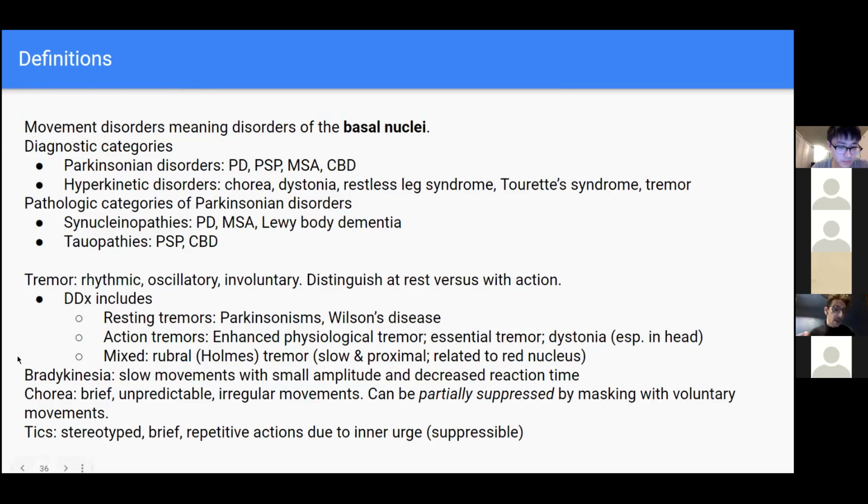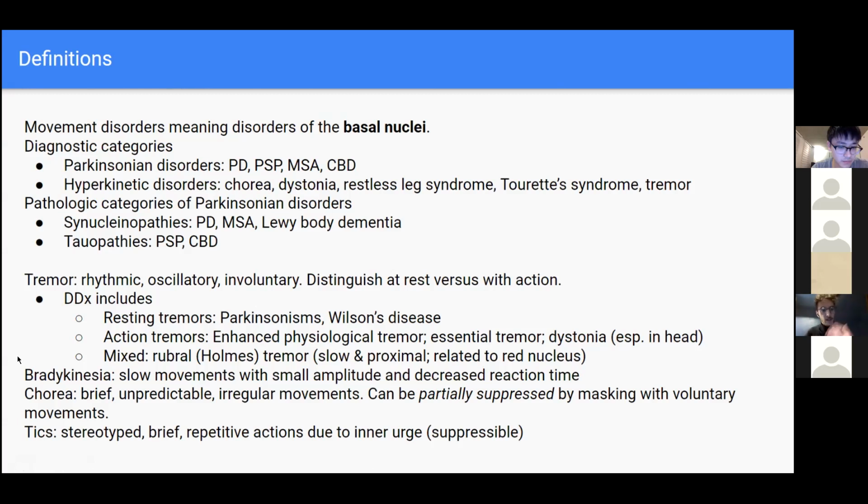Then the definition of bradykinesia is really slow movements with small amplitudes and decreased reaction time. So we'll get into it, but think of things like micrographia, small writing, and a shuffling gait. That's the picture of bradykinesia.